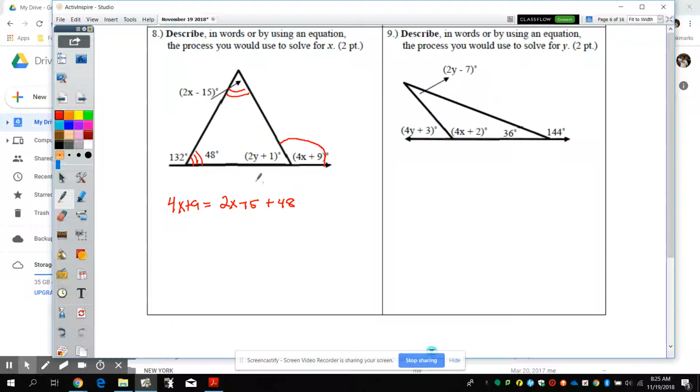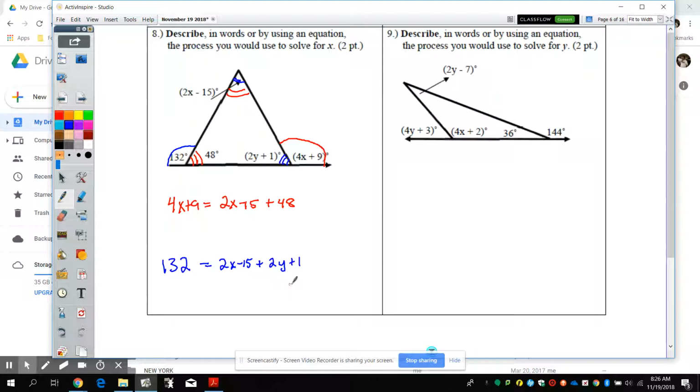and then I can solve this equation. Now, before I solve it, though, I want to go ahead and set up the other question. And so I might say, well, what about the other? We got a y in here. Well, here's this right here. This angle is going to be equal to the two remote, which would be this one and this one right here. So the 132 would be equal to the 2x minus 15 plus the 2y plus 1.